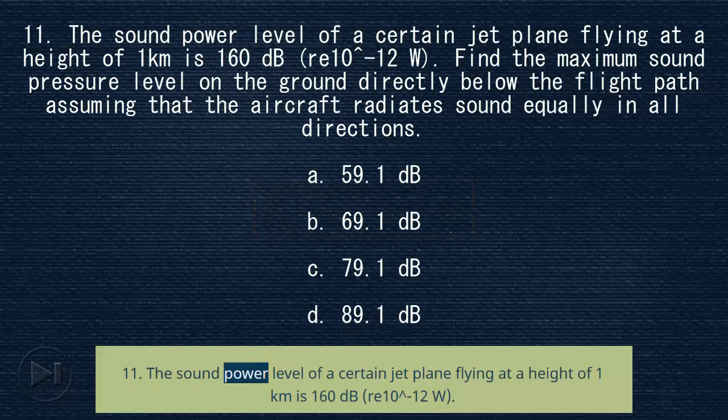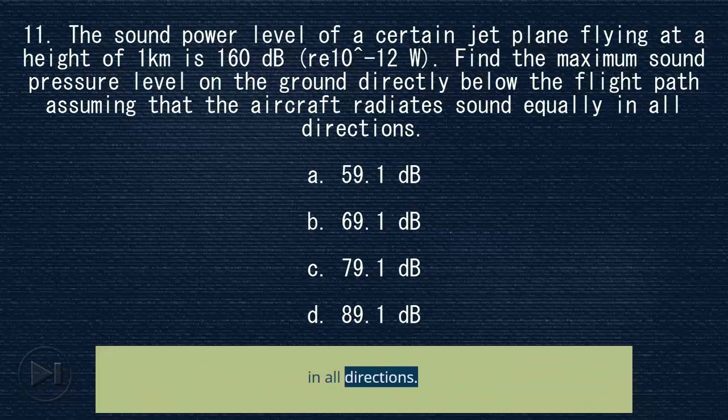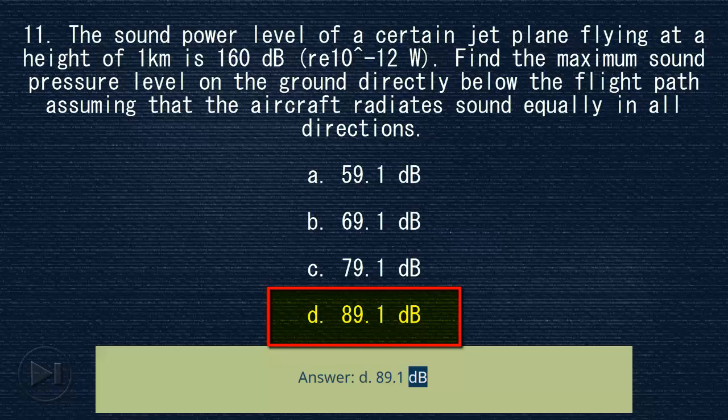11. The sound power level of a certain jet plane flying at a height of 1 km is 160 dB, re 10^-12 W. Find the maximum sound pressure level on the ground directly below the flight path, assuming that the aircraft radiates sound equally in all directions. A. 59.1 dB. B. 69.1 dB. C. 79.1 dB. D. 89.1 dB. Answer: D. 89.1 dB.